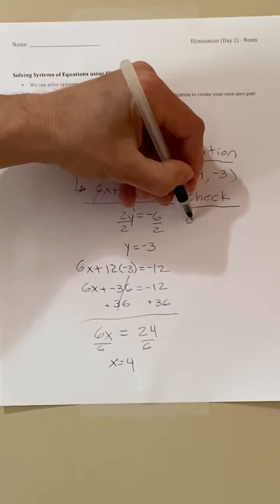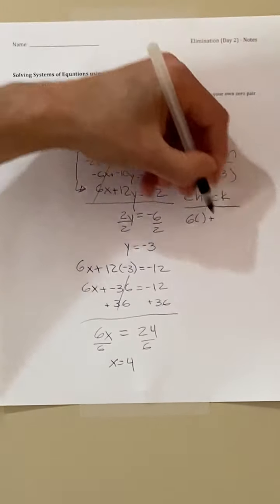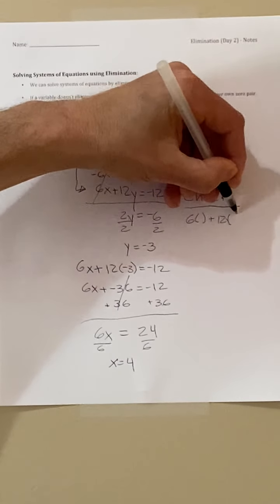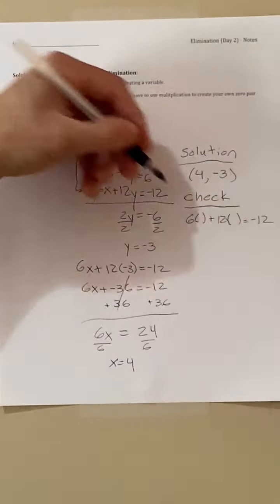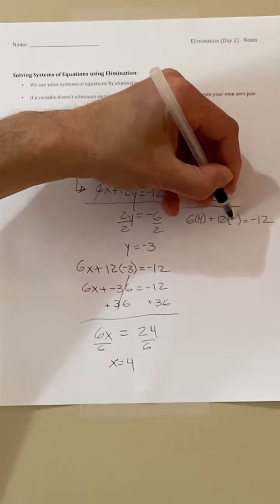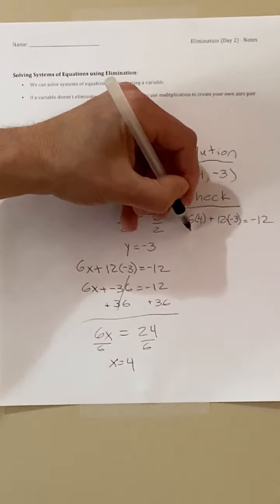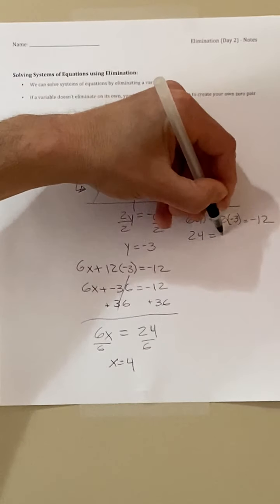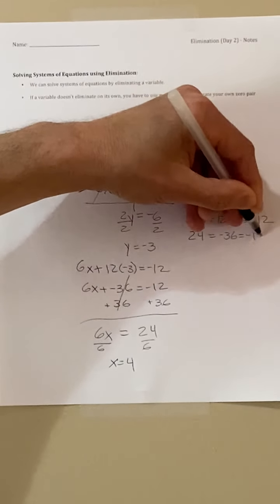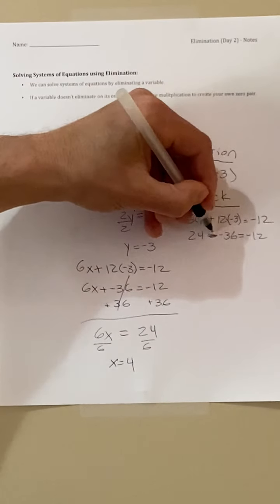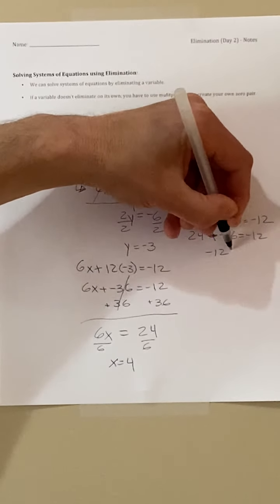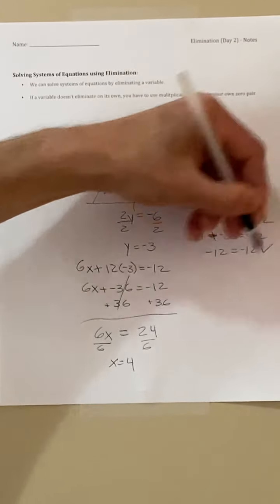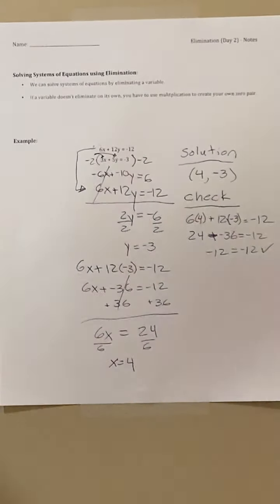Okay, so take my first equation, 6x plus 12y equals negative 12, and plug in the solution that we found here. X is 4, y is negative 3. So that gives me 24 plus negative 36 equals negative 12. Sorry, this should have been a plus here. Okay, 24 plus negative 36 is negative 12 equals negative 12. That equation checks. Let's go to my second equation, 3x plus 5y equals negative 3.